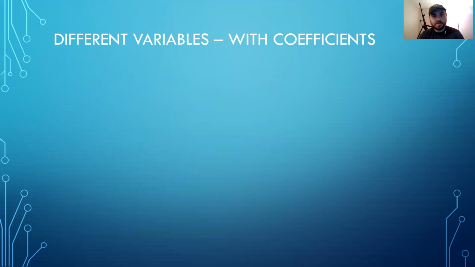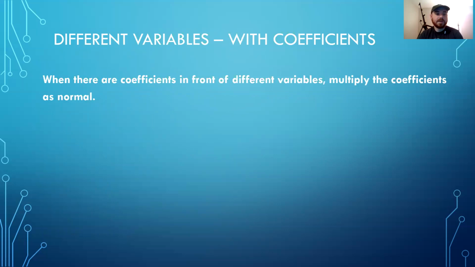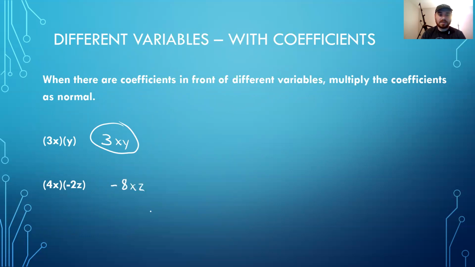So now we can look at different variables and actually start bringing coefficients back in. So let's say we have 3x times y. We're going to do 3 times the 1 that would be in front of y, which is just 3. Then we do x times y, which is xy, and then we're done. So again, nothing too complicated here. Here we've got 4x times negative 2z. We'll do the 4 times the negative 2. It's negative 8. And then we have xz. So again, hopefully nothing too terrible just yet.